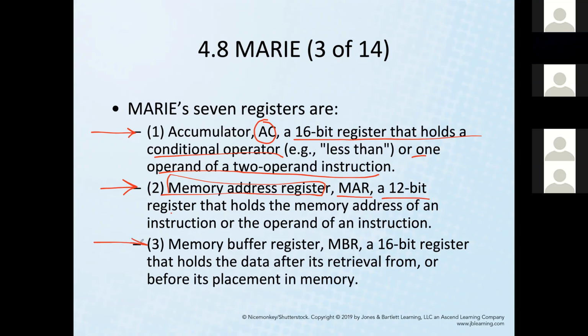Okay. The third register is the memory buffer register, MBR. MBR is a 16-bit register that holds the data after its retrieval from or before it's placed in the memory. So any data that wants to transfer between CPU and the memory goes to MBR, and from the MBR moves to the destination. Let's say memory is the source and CPU is the destination. Memory sends the instruction and data to the MBR, and then from the MBR data goes to the processor. Vice versa, if the processor wants to write data to the memory, it places the data in MBR, and from MBR it sends the data to the memory.